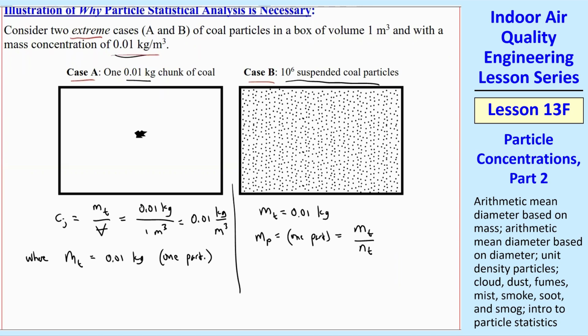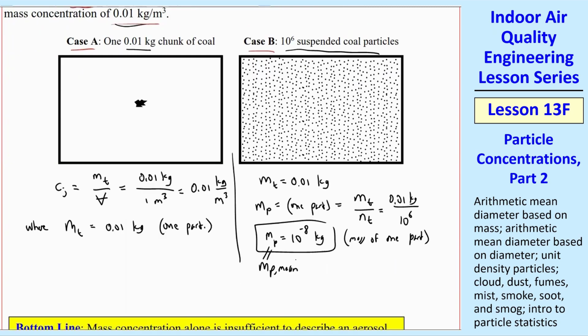This is a monodisperse aerosol because all these particles are the same size. So M_T over N_T gives us 0.01 kilograms per 10 to the 6th particles. So M_P turns out to be 10 to the minus 8th kilogram. So this is the mass of one particle. This is also equal to M_P mean, because if you take 10 to the minus 8th and add it up a million times, you get 10 to the minus 2, which is the total mass. So that makes sense. And so that's also M_P mean.